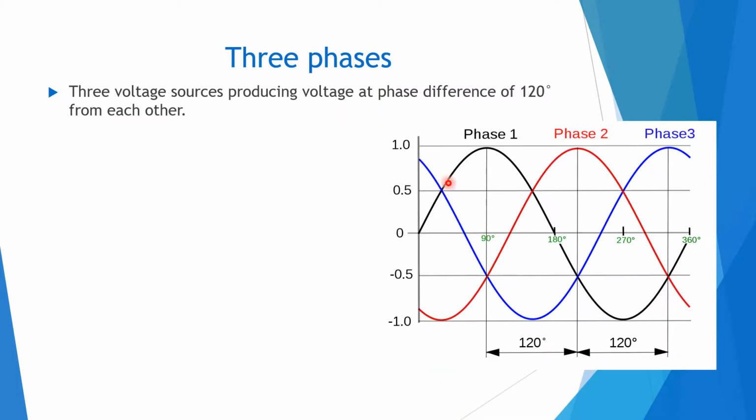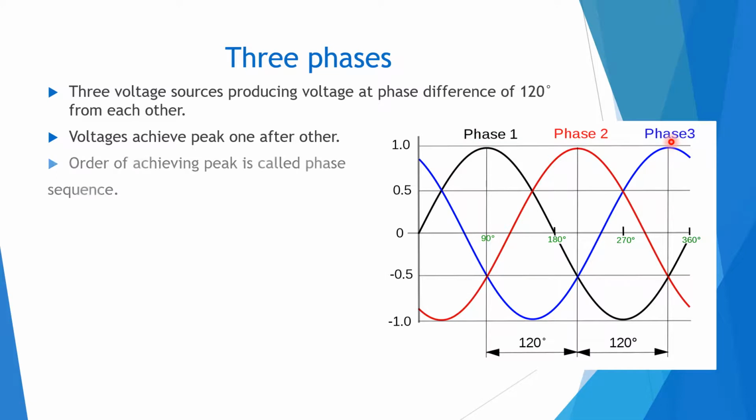There would be one wire which would be carrying voltage like this, another wire that would be carrying it at a 120 degrees phase difference, and then another one which would be carrying it at another 120 degrees phase difference. Okay. Now the voltages, as you can see, as time progresses, phase 1 achieves its peak, then phase 2, then phase 3. So this is called the phase sequence, the order in which these phases are achieving their maximum.